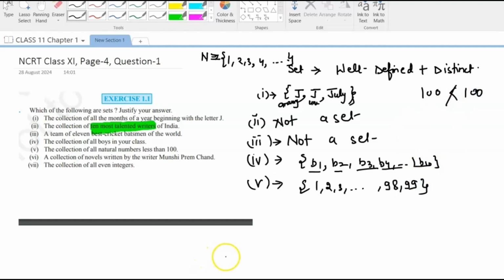The collection of novels written by the writer Munshi Premchand. So, is it well defined? Can you identify if a novel is written by Munshi Premchand or not? Of course you can, and you can collect those novels. So, yes, this is a set.